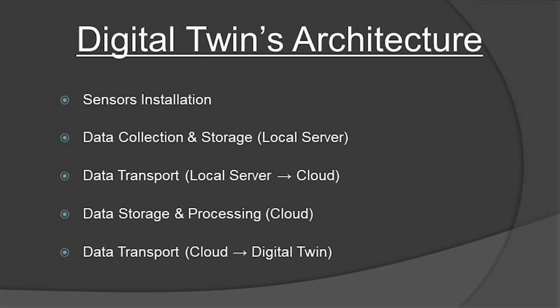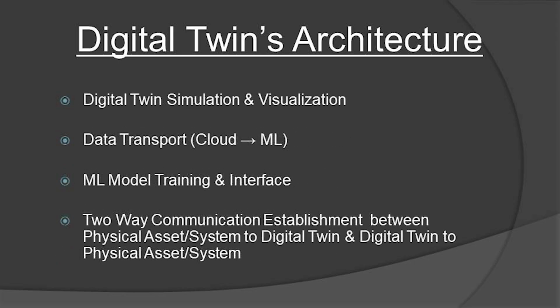The digital twin architecture, depending on project needs, usually consists of sensors installation, data collection and storage to local server, data transport from local server to cloud, data storage and processing to cloud, data transport from cloud to digital twin. Digital twin simulation and visualization, data transport from cloud to machine learning model, machine learning model training and inference, establishment of two-way communication between physical asset or system to digital twin and digital twin to physical asset or system.